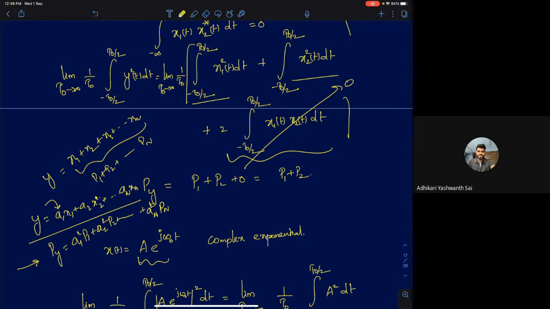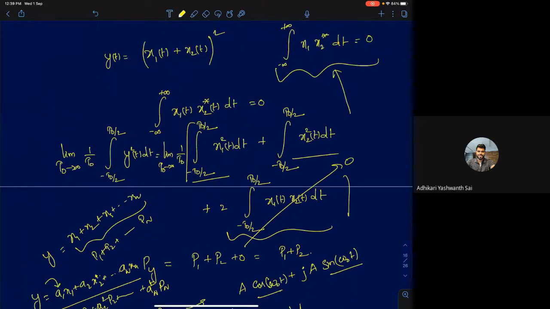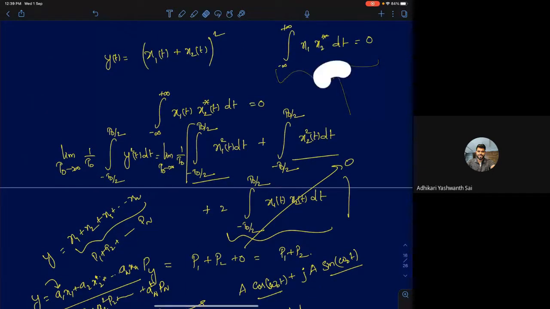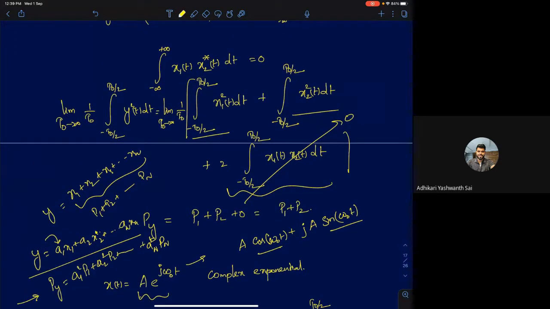If we use Euler's expansion, we'll get a cos omega naught t plus j a sin omega naught t. You can immediately see cos omega naught t and sin omega naught t are orthogonal to each other. You just compute this integral over a long time interval, cos into sine, you will get sine 2 omega naught, and you integrate a sinusoid for a long time, the area under a sinusoid will be 0. The average value of a sinusoid is 0. So the area under that curve will be 0. So you can instantly see they both are orthogonal.